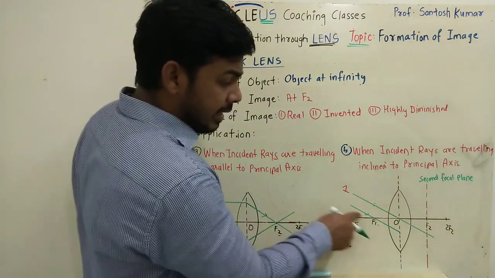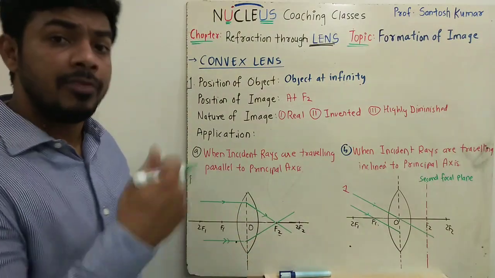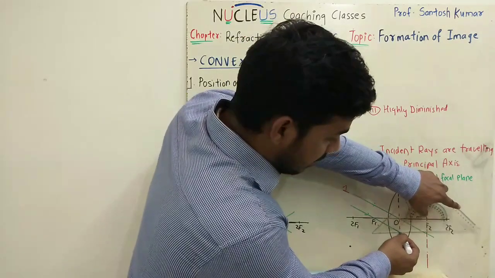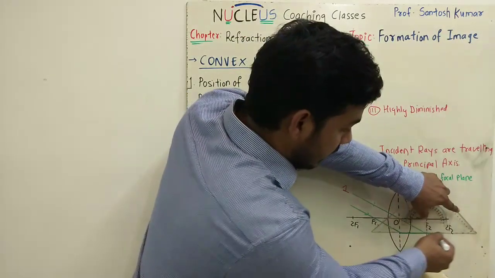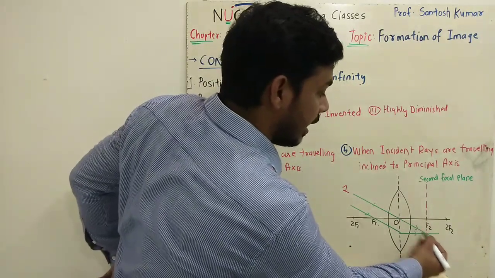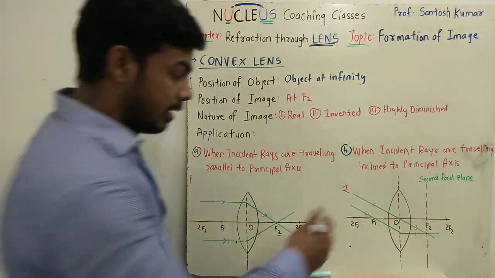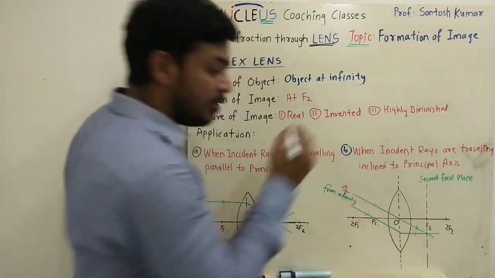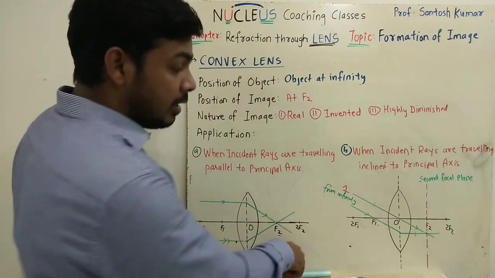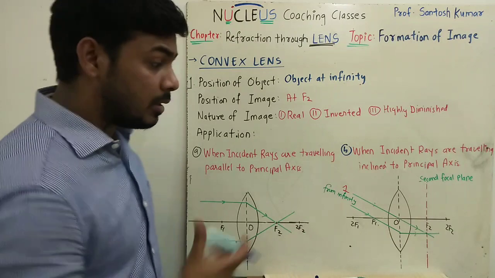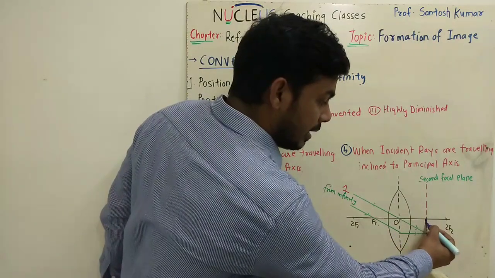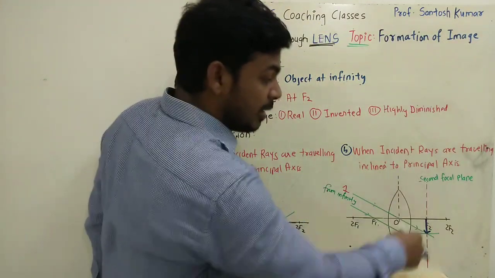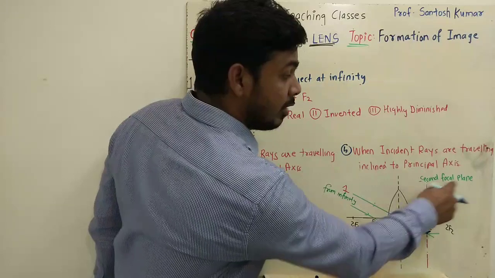If I talk about the second ray which is passing through F1, then definitely after refraction it will travel parallel to the principal axis. If I draw this ray parallel to the principal axis, I can clearly see that the rays are meeting at some point. Here the rays are coming from infinity and the rays are meeting at a point. So this is the point where the image is formed. The image will be like this with a downward arrow, right? And where is the image formed? The image is formed on the second focal plane.